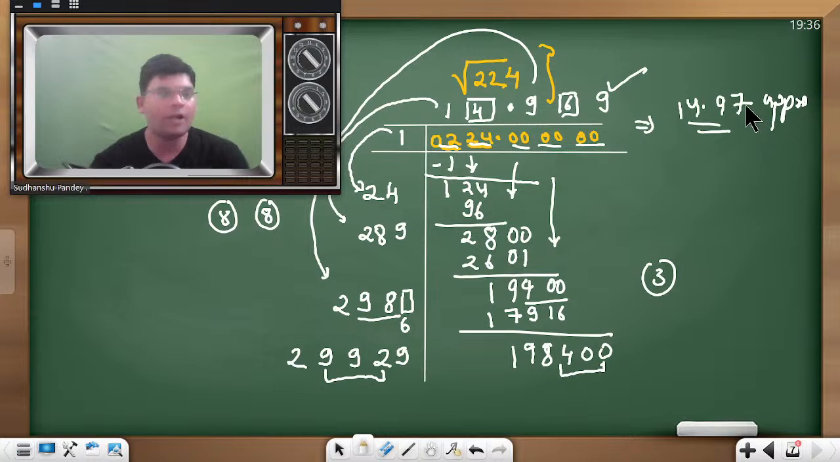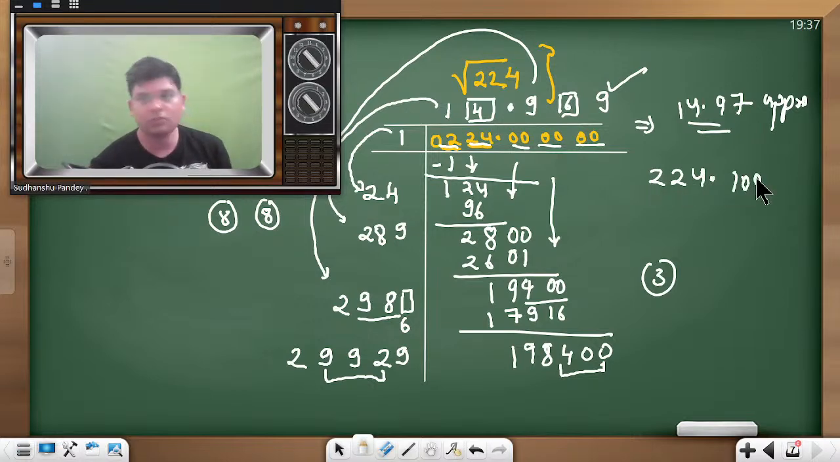And I want all of you to calculate this in your calculator. So if I multiply 14.97 into 14.97, I am going to get 224.1009. It is slightly greater than 224. Everybody getting it? Yes, sir.